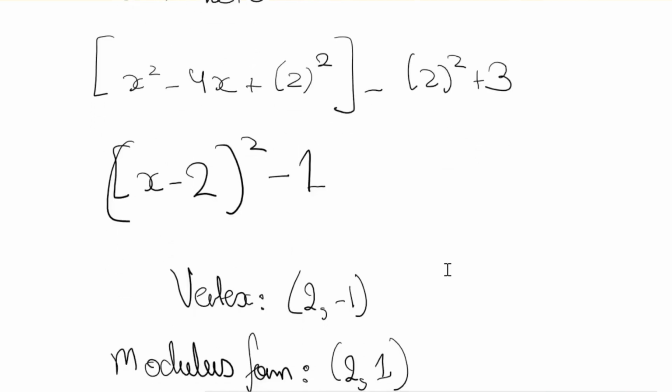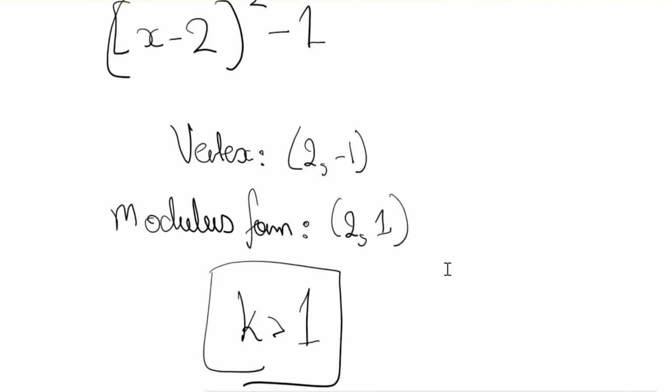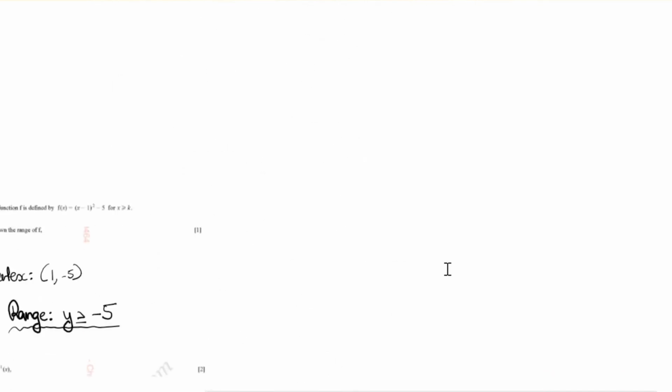So that's the vertex. But in modulus form, that is not the vertex. The vertex will be 2 comma 1, since the graph is reflected on the x-axis. So we know that the y coordinate is 1 and k will have to be greater than 1 to have two solutions. Now let's go on to another question.